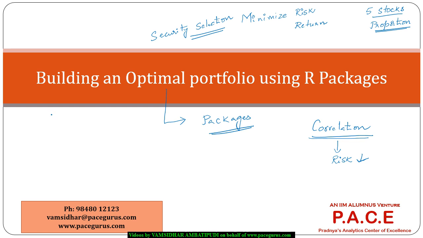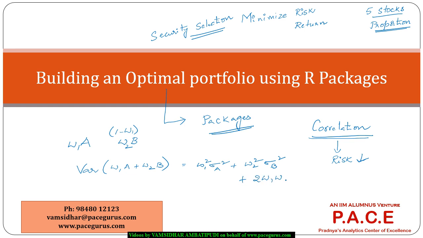Just theoretically, let's say I have two securities, A and B, and I have invested W1 in A and W2, which is 1 minus W1, in B. If I have to talk about the variance of the portfolio of W1 A and W2 B, based on the concept of variance itself, it comes out as W1 squared times the variance of A, plus W2 squared times the variance of B, plus 2 W1 W2 times the covariance between the returns of A and B. This is the typical formula to compute the variance of a two-security portfolio.